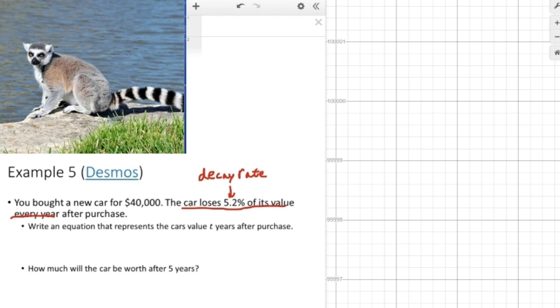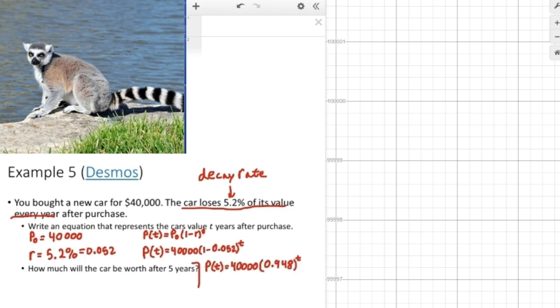So to write our model, first we need to identify our initial amount, which we're told in the problem the car cost originally $40,000, and we want to know our decay rate, which is R, which is 5.2%, which converted to a decimal by dividing by 100 is 0.052. Since we're given a decay rate, we're going to use the version of the model P of T equals P sub 0 times 1 minus R to the T, which means P of T equals 40,000 times 1 minus 0.052 raised to the T power. And to simplify that just a little bit more, we can do the 1 minus 0.052, and we get P of T equals 40,000 times 0.948 raised to T.